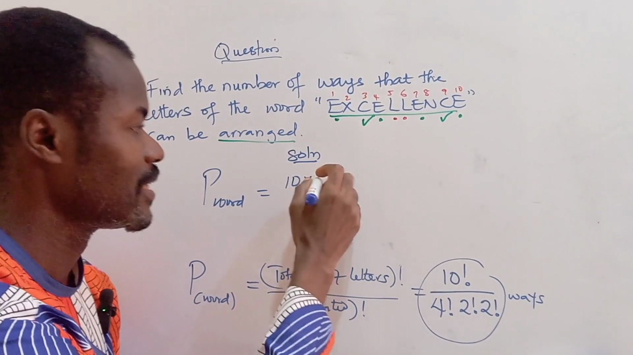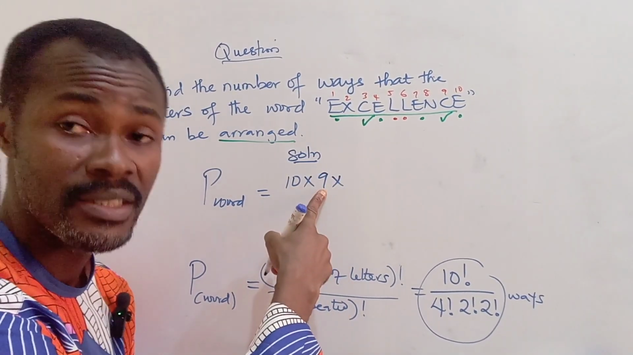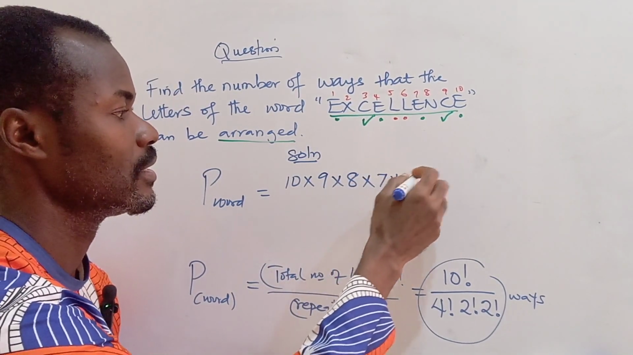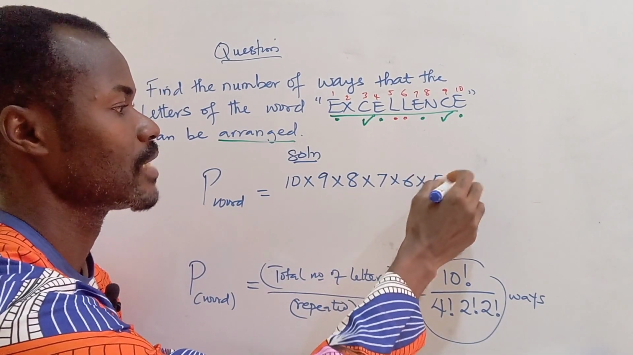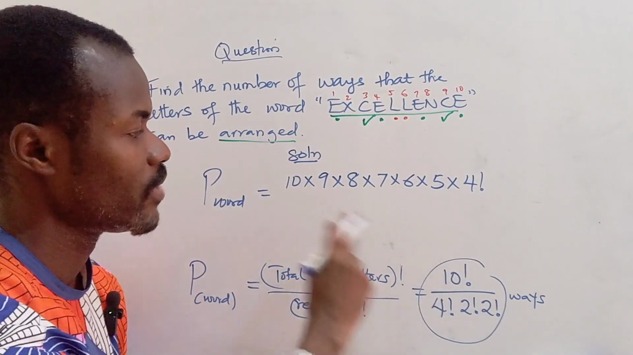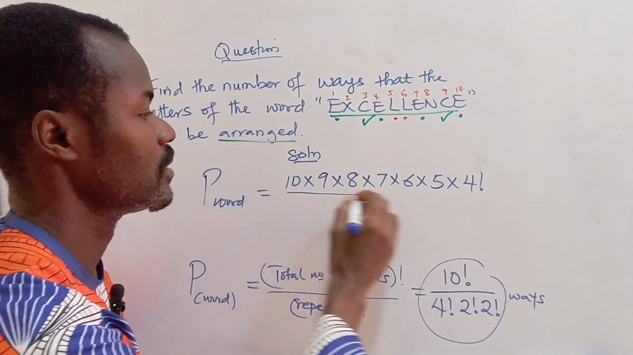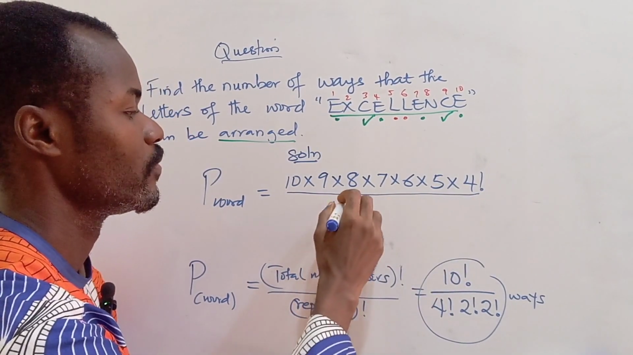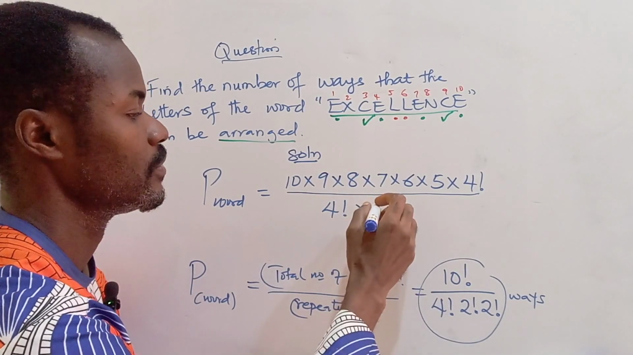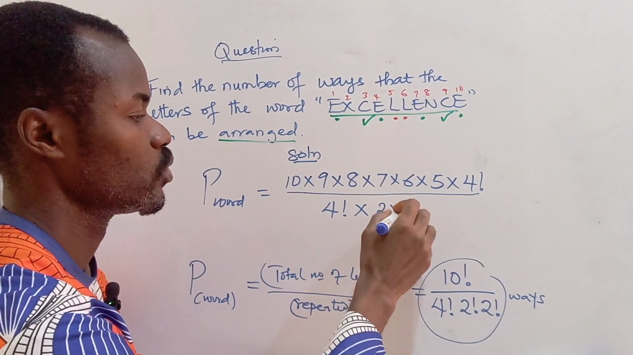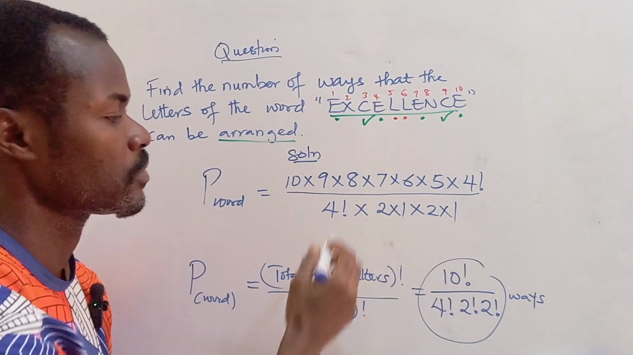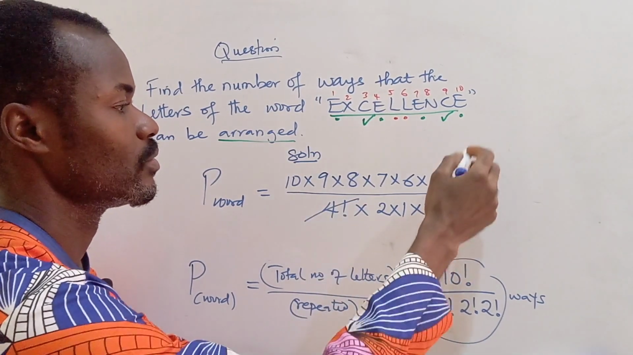10 minus 1 is 9, 9 minus 1 is 8, so times 7 times 6 times 5 times 4 factorial. So 10 factorial can be written in this form. So all these divided by 4 factorial times 2 factorial, which means 2 times 1, and 2 factorial also means 2 times 1. Now these can cancel this, 1 and 1.